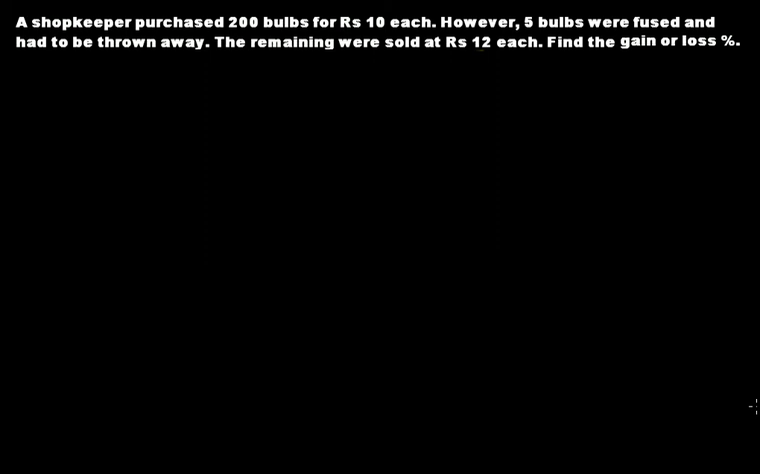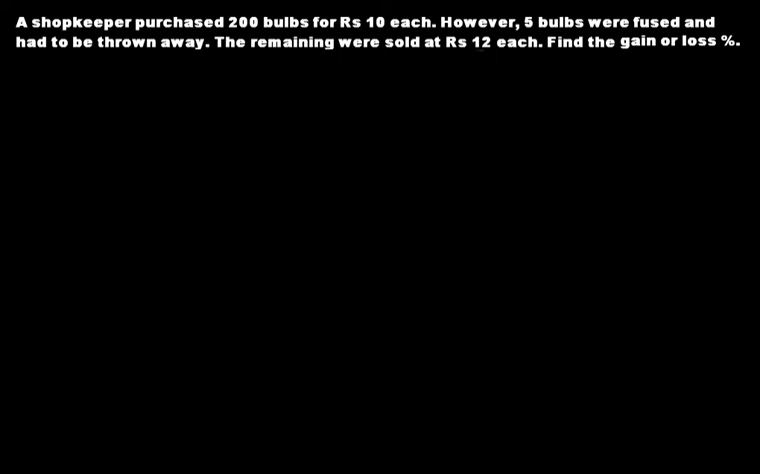This is part 1 of the video series on problems on profit and loss percentage. Here we have a problem that says a shopkeeper purchased 200 bulbs for rupees 10 each. However, 5 bulbs were fused and had to be thrown away. The remaining were sold at rupees 12 each. Find the gain or loss percentage.